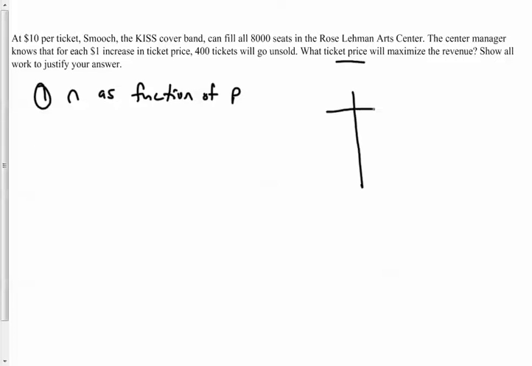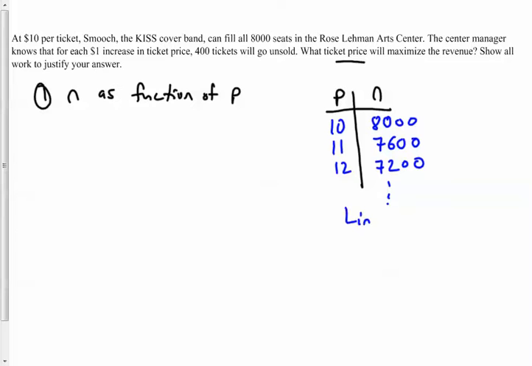So one way is to use a table to help us see this. For different prices, we can see, well, how many seats do we have? We know at $10 per ticket, we have all 8,000 seats sold. For each $1 increase in ticket price, if we go up to $11, we know we'll have 400 less, so it's 7,600. For $12 tickets, it'll be 400 less than that, 7,200, and so on. Use the table to help you see this, but this is really giving us a linear function.